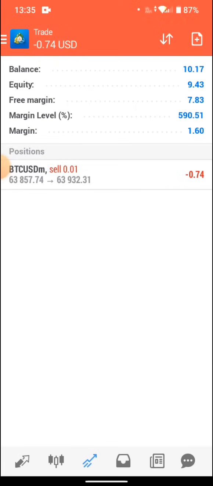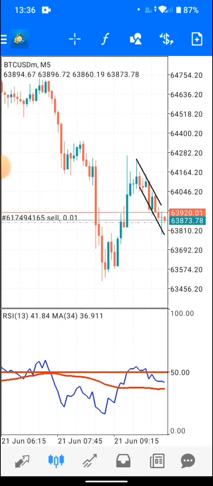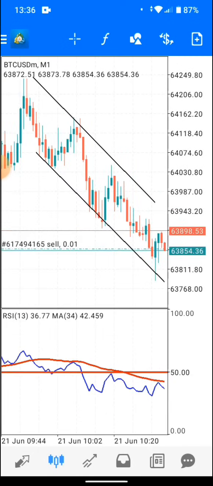Okay, so this trade is basically playing out. What I'm expecting is for us to just make $1. So our $10 is going to be $11.70, and we close and we look for another entry again. So we can do this over and over and over again, just to make profit.